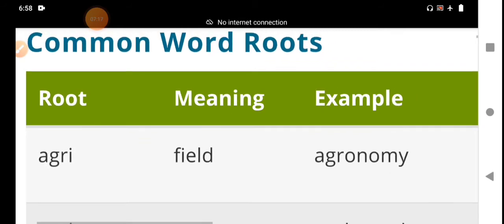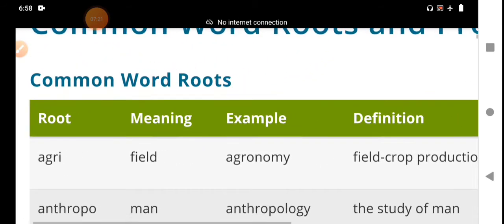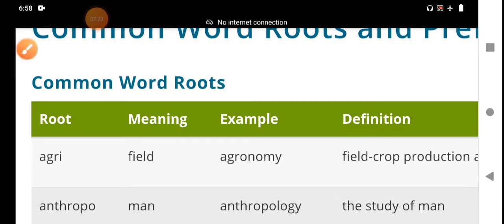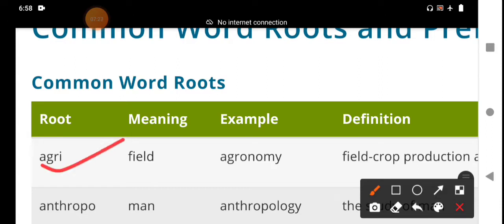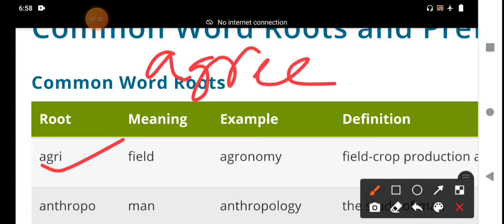Here, the first one on this screen is agree, A-G-R-I. It is not the verb agree, A-G-R-E-E, which means accept or obey. Here the root word is agri, A-G-R-I. The pronunciation is also important while you utter the word. Agri means field. They have given the meaning, field. Agri means cultivation or farming.